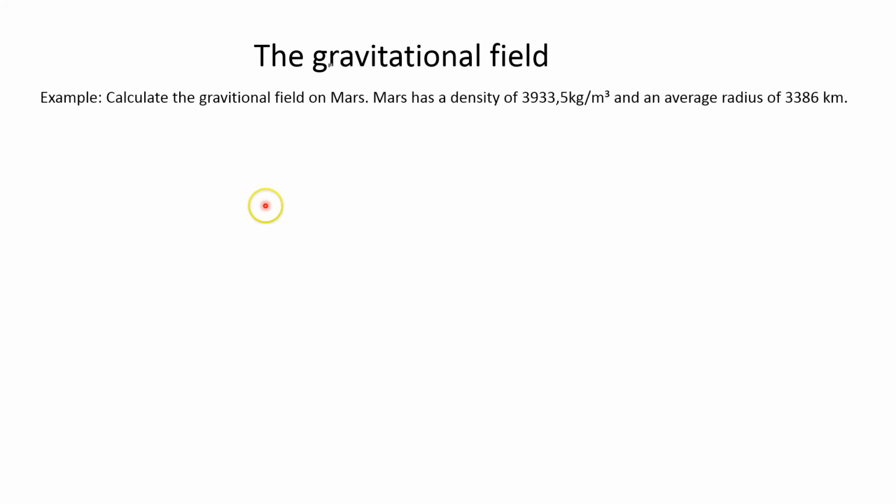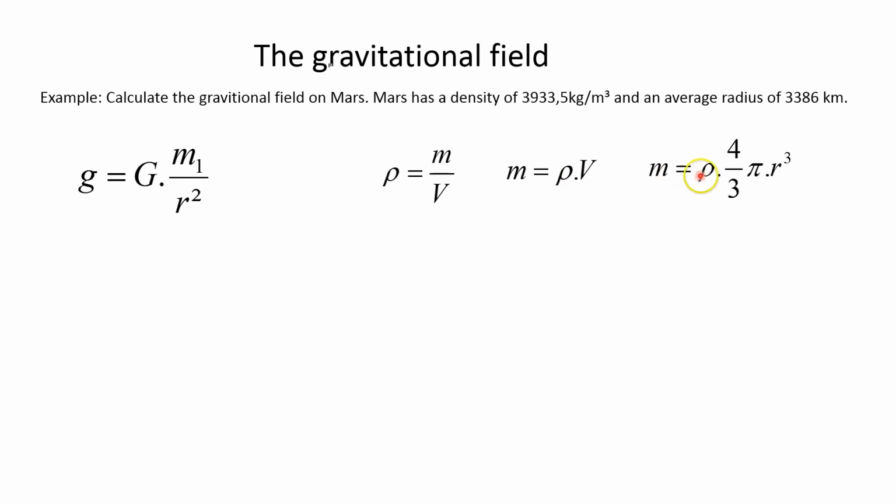Example: calculate the gravitational field on Mars. Mars has a density of 3,933.5 kilograms per cubic meter and an average radius of 3,386 kilometers. Here's our formula. But of course we don't have the mass of Mars, so we need to use another formula, which is that the density is the mass divided by the volume. The mass is the density times the volume, which makes the mass the density times the volume of a sphere, 4 divided by 3 pi times r cubed.